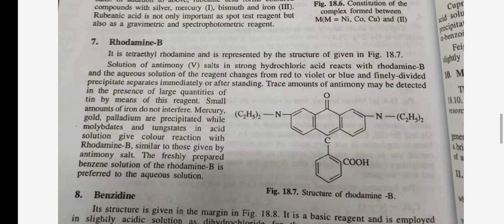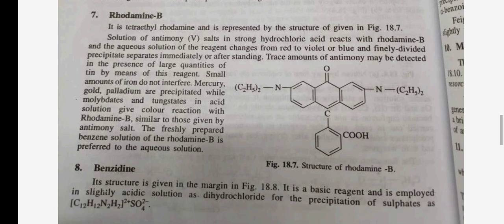Trace amount of antimony may be detected in the presence of large quantity of tin by means of this reagent. Small amount of iron does not interfere. Mercury, gold, platinum are precipitated, while molybdate and tungstate in acid solution give color reaction with rhodamine B similar to those given by antimony salt. The freshly prepared benzene solution of rhodamine B is preferred to the aqueous solution.